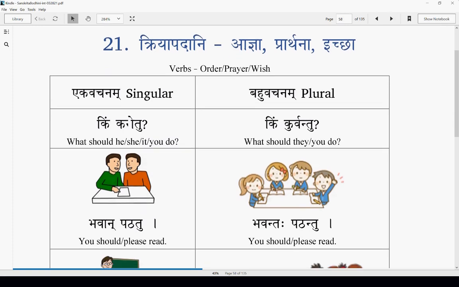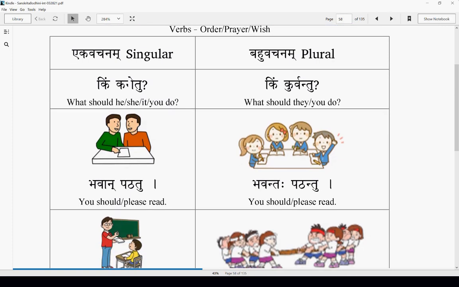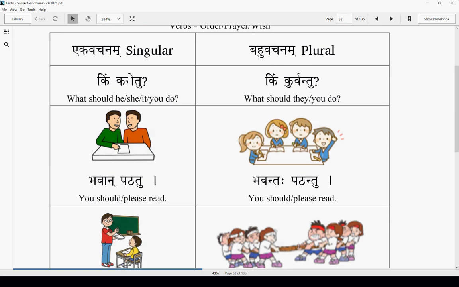Vartamana Ekavachanam, Ajna, Prarthana, Ichha, Lot Lakara. Singular and plural. Okay. We now begin.